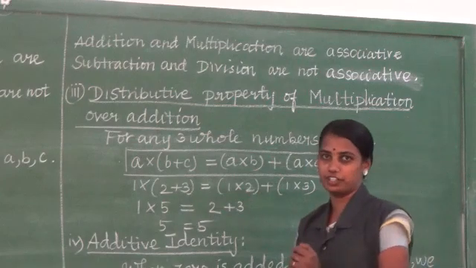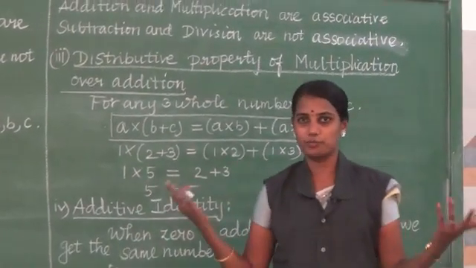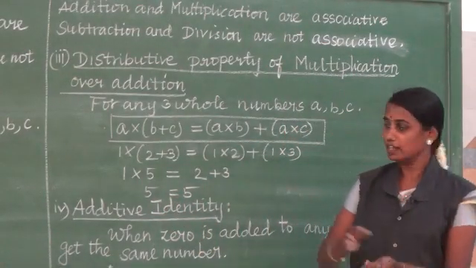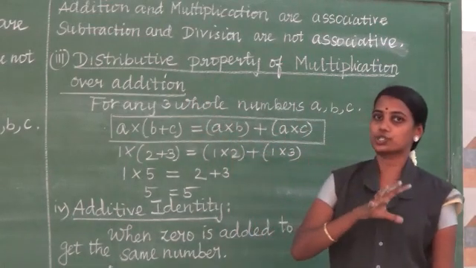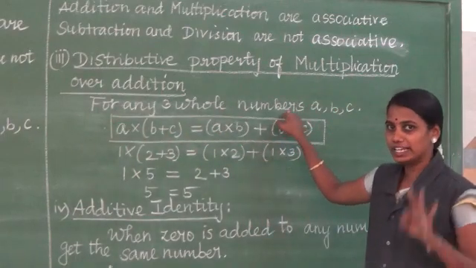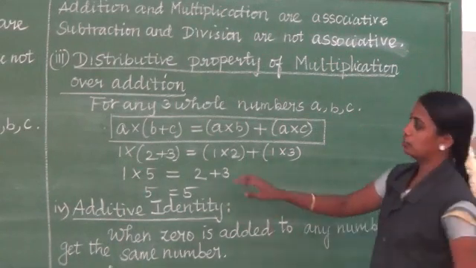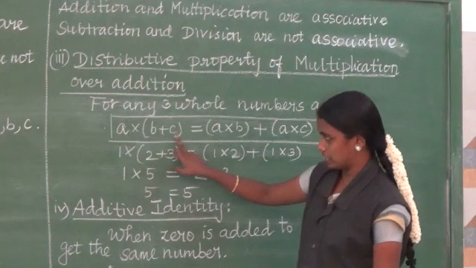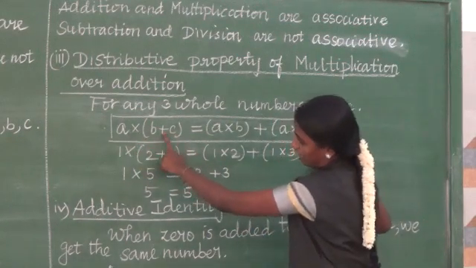What is distribution? For example, if I have 5 chocolates, I can distribute them to 2 or 3 boys. Yes or no? This is called distribution. Here distribution is done by multiplication over addition. Okay, so how to listen to me. For any 3 whole numbers a, b, c, the property is a into bracket b plus c. This is your left hand side, multiplication over addition.